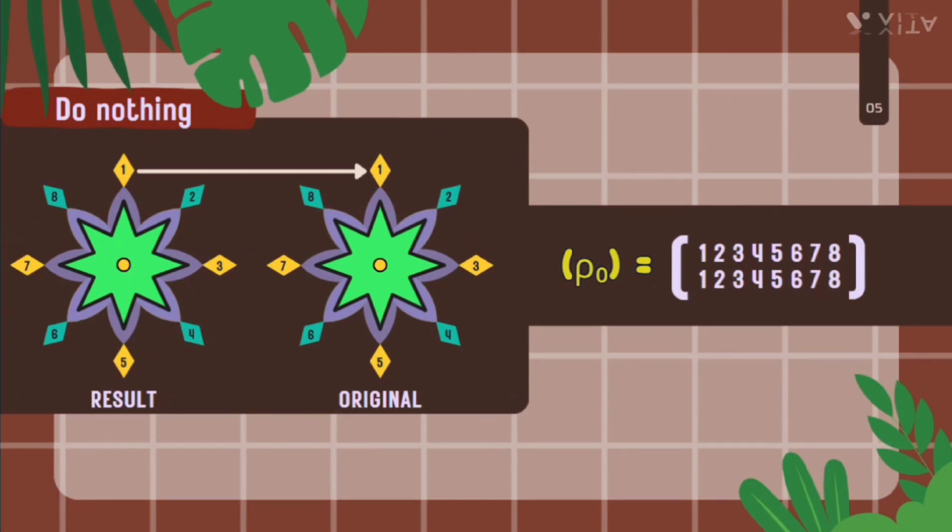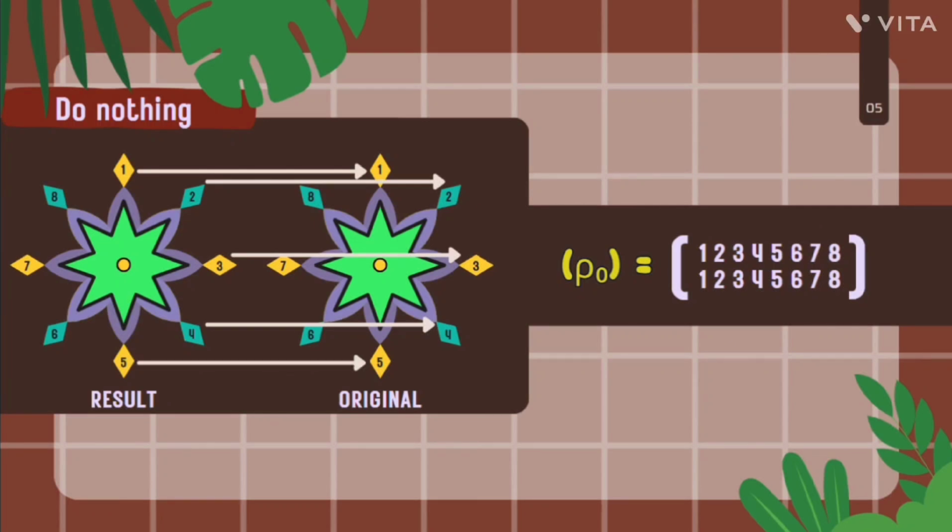So let's start. A or 1 maps to 1, 2 maps to 2, 3 maps to 3, 4 maps to 4, 5 maps to 5, 6 maps to 6, 7 maps to 7, and last we have 8 maps to 8. If we observe it, there is no difference.